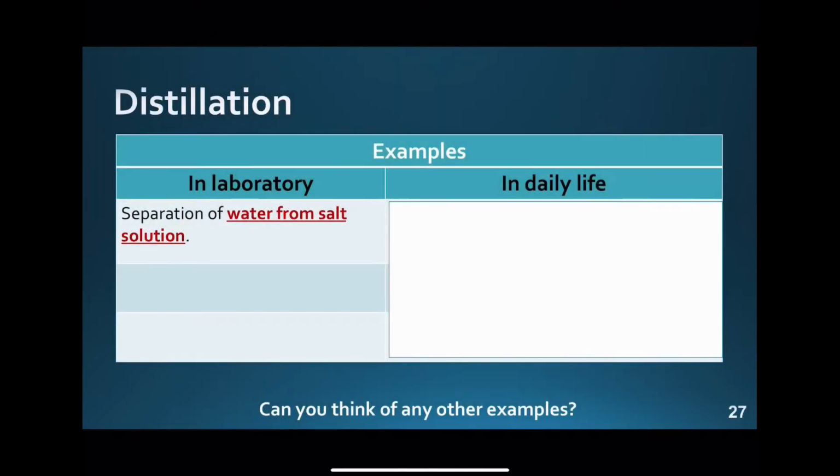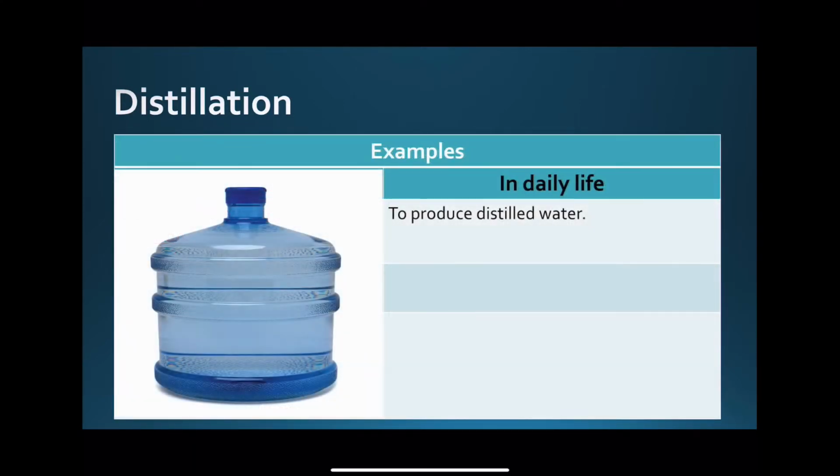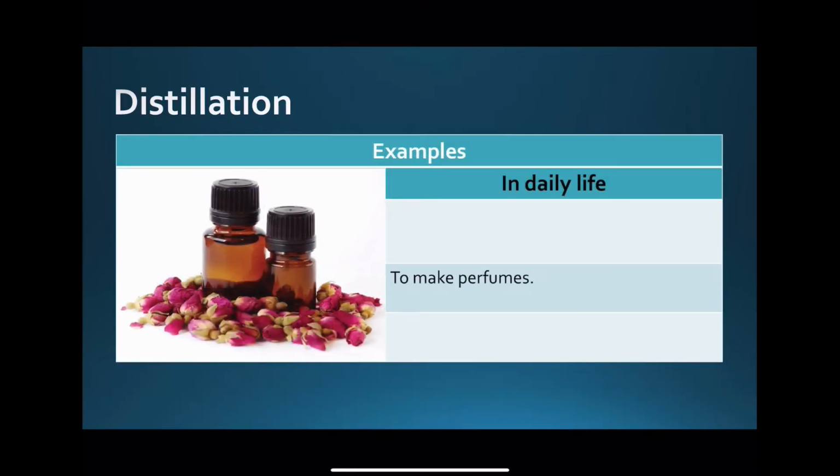What are some examples of distillation in our daily life? In the lab, we use this to separate water from salt solution. That's number one. We can also use this in our daily life to obtain what I call distilled water. We can also use distillation to make perfumes, to collect the extracts from different herbs or different flowers.